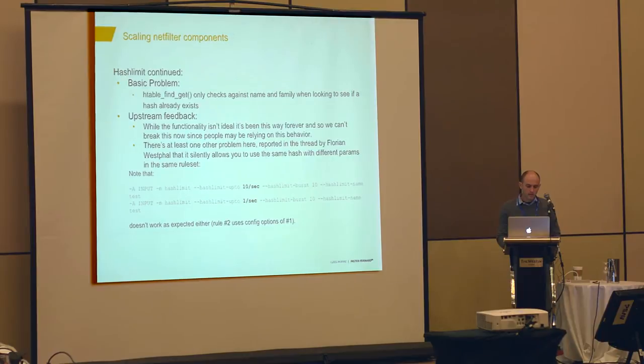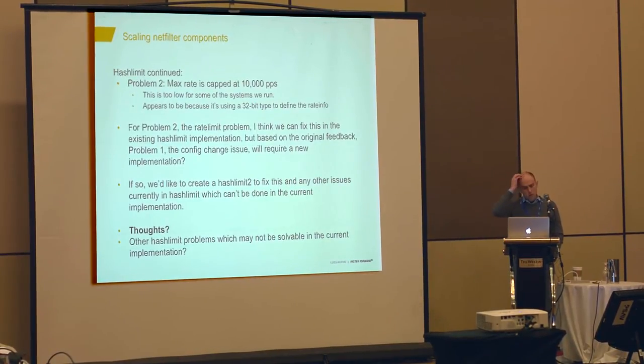Another problem we've run into recently is that the maximum rate limit right now is hard-coded to 10,000 packets per second. I think this is due to a couple of things, but if I remember correctly, there is an expectation that the smallest frequency allowed is a match against something like one event per day, and also to be able to support up to 10,000 packets per second. I'm wondering if we could extend this. It appears the limitation might be because of a 32-bit data type, and we might be able to extend that to support a higher level of packets per second.